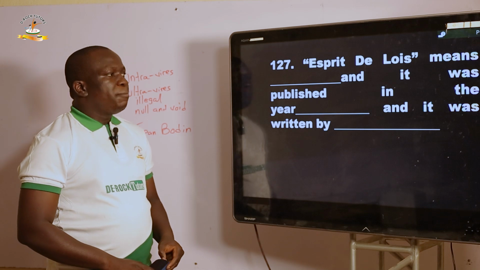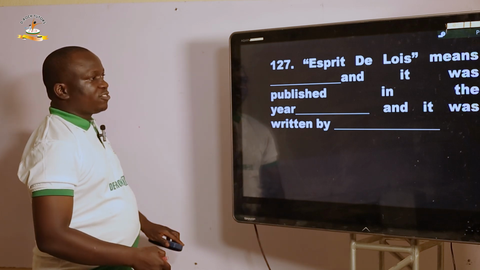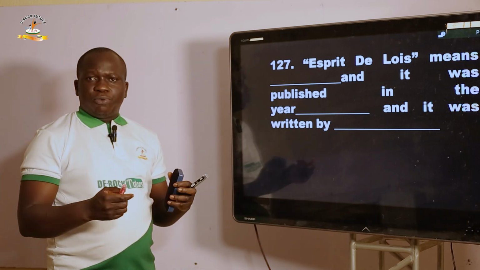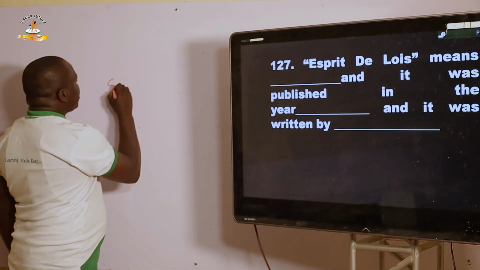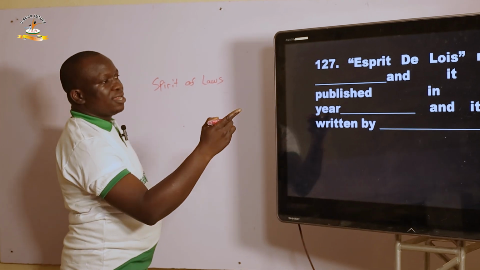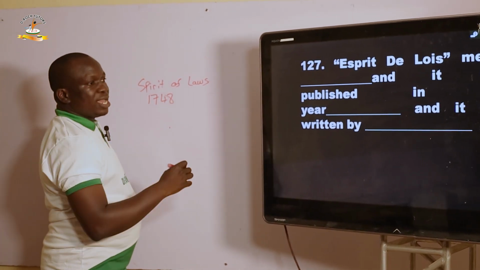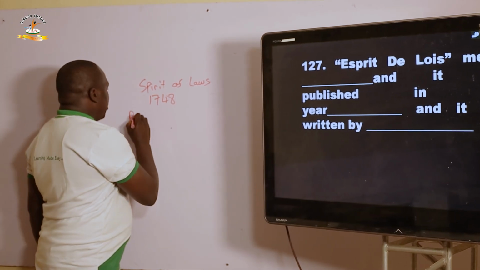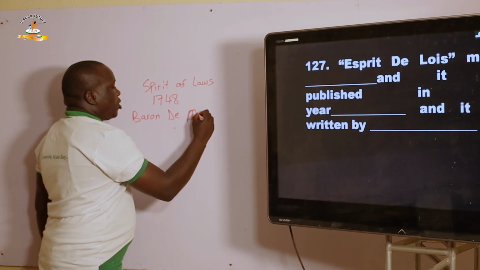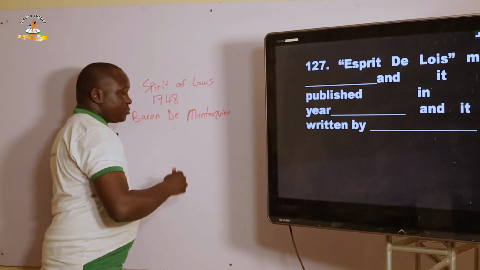Esprit de loi means dash, and it was published in the year dash, and it was written by dash. Now, Esprit de loi was the name of the book, and it means spirit of laws. It is a French phrase, and it was published in the year 1748, and it was written by Baron de Montesquieu, or Charles de Montesquieu. Charles de Montesquieu.